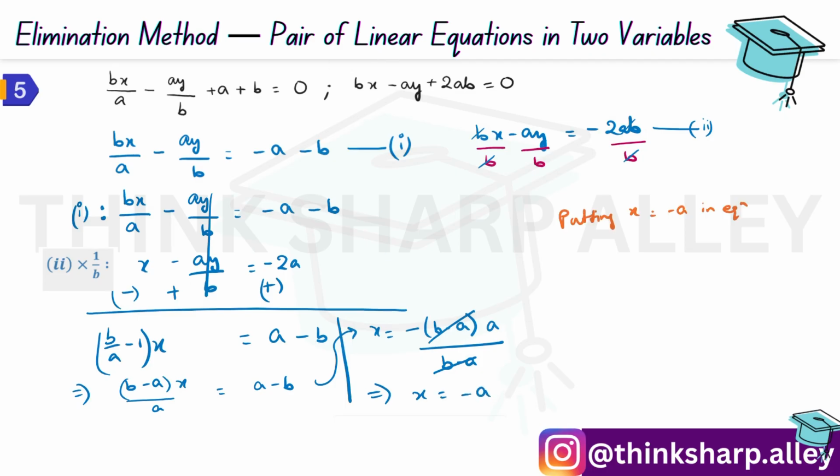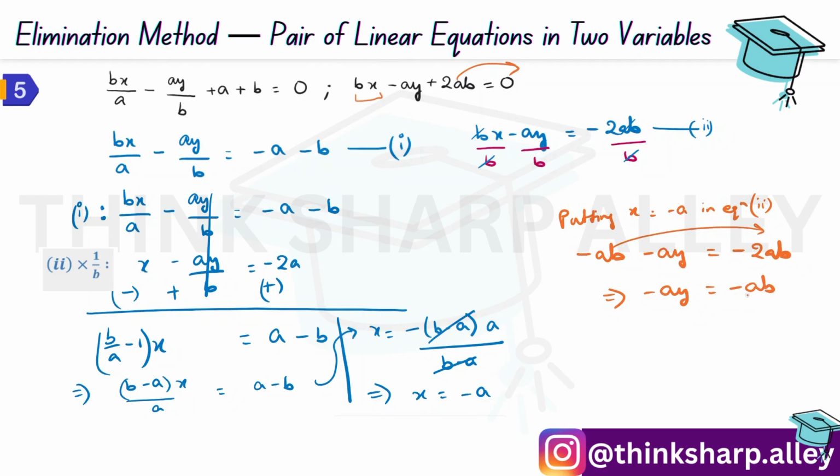Now the next step. So here I'll choose obviously the second equation, equation 2. So in place of x, I'll put minus a. So this part becomes minus ab, right? And minus ay is equal to minus 2ab. I've sent this part over here. And minus ab goes that side, so it becomes plus ab. So that gives me minus ay is equal to minus ab, right?